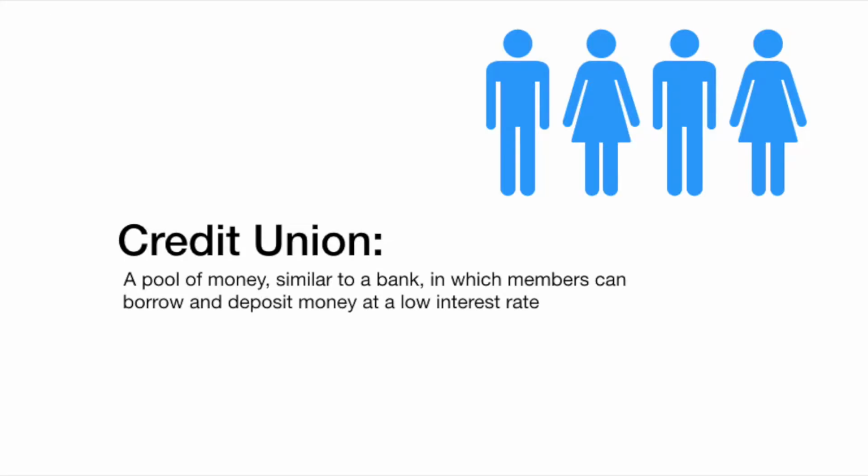Our next term is credit union. For example, my parents were able to buy a car easily because they borrowed money from the credit union they belonged to. What do you think credit union means? A credit union is a pool of money similar to a bank in which members can deposit and borrow money at a low interest rate.